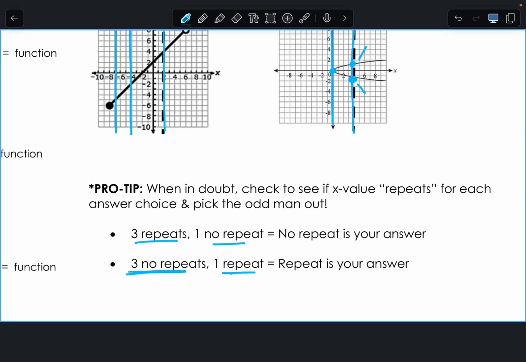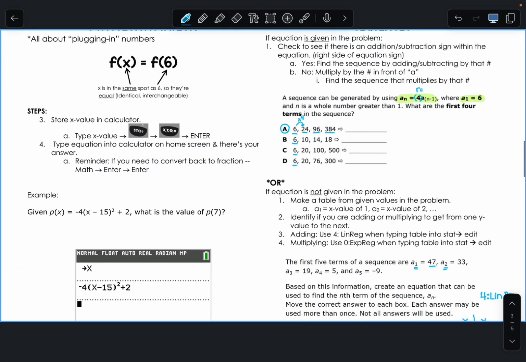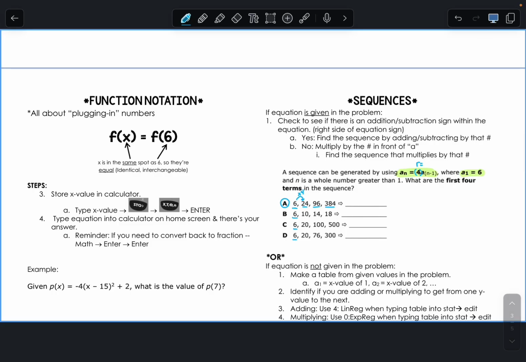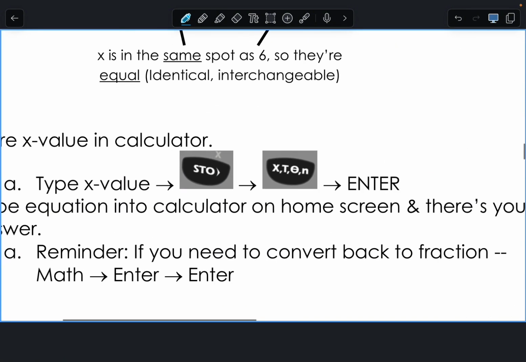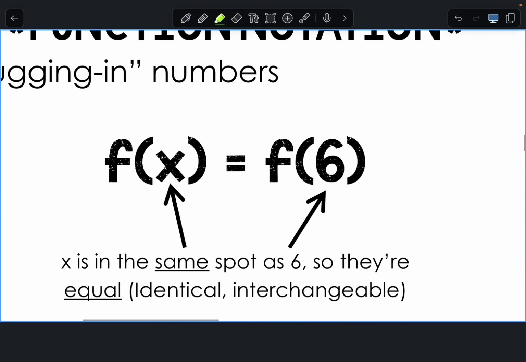Last thing, function notation, plugging numbers in. You can manually plug numbers in, or you could use the store feature that I just taught you how to use in the beginning of class, okay? So if you get something that says f of 6, you should be thinking in your mind f of x. That tells you that x and 6 are in the same spot. So you're supposed to plug in a 6 anywhere you see an x. So look at the example that I've given you here.